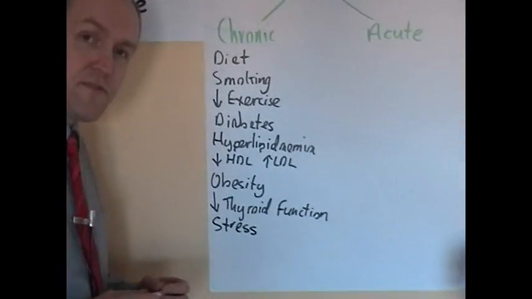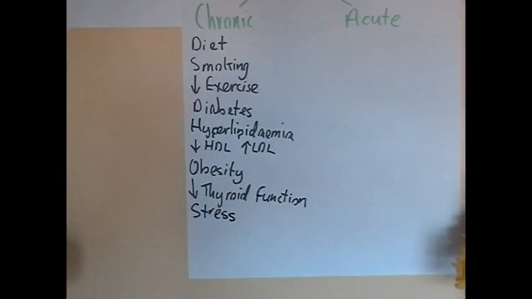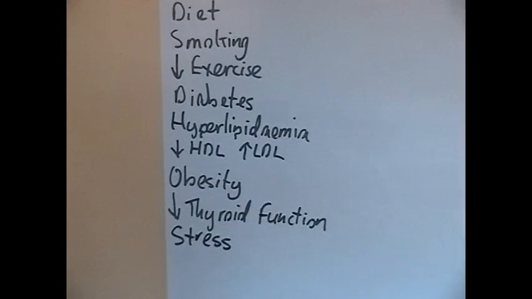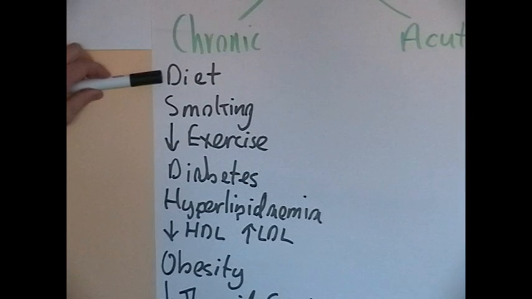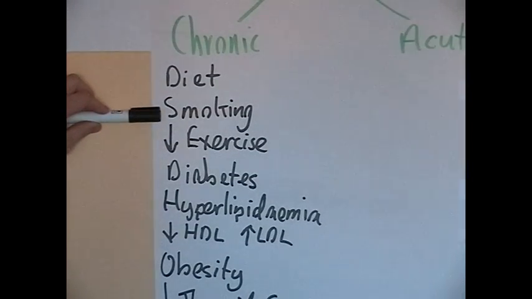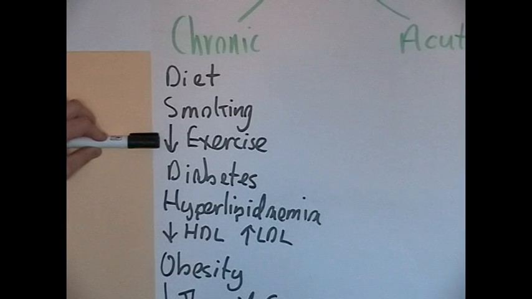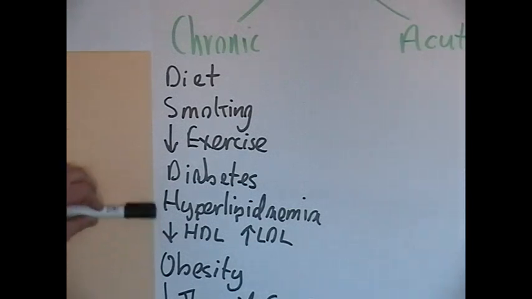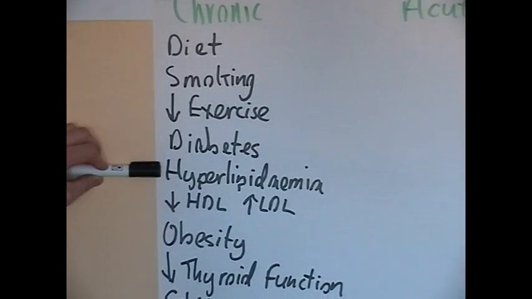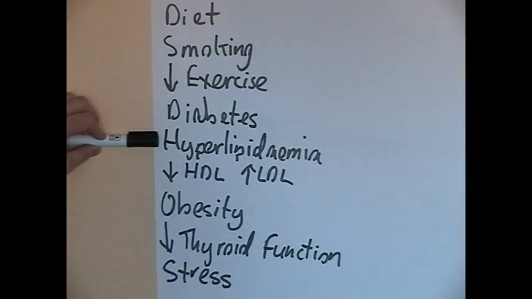So we can see here there's quite a few factors that we can modify to prevent the etiology of peripheral vascular disease. Diet can be modified, patients can stop smoking. Levels of aerobic exercise can be increased. We should exercise half an hour most days. Diabetes can be controlled. Hyperlipidemia and dyslipidemia can be controlled with diet, exercise, and if necessary, medications such as statins.